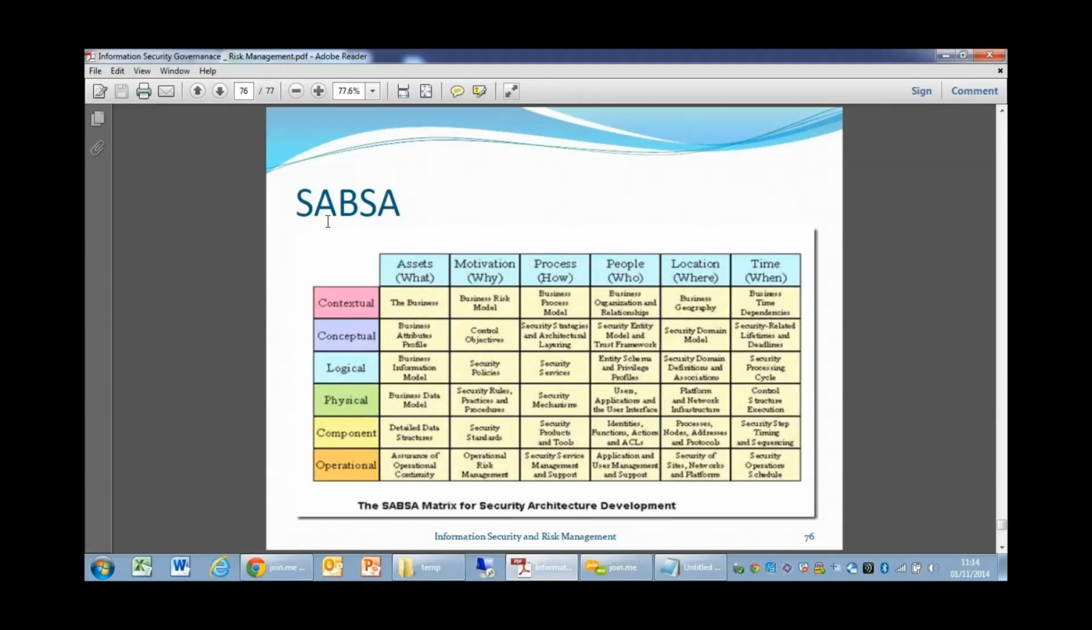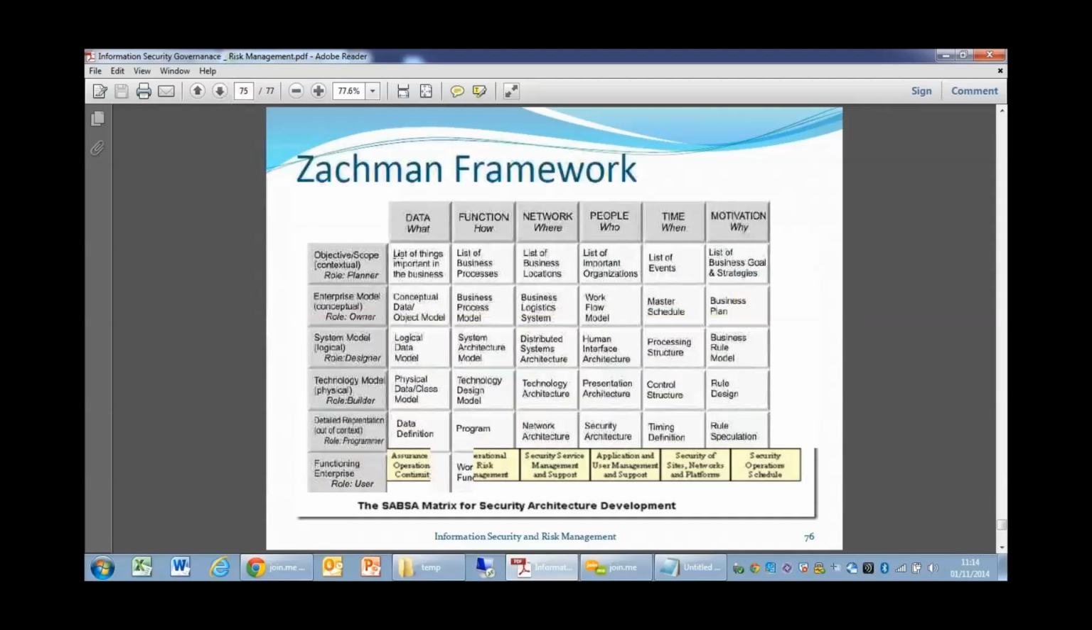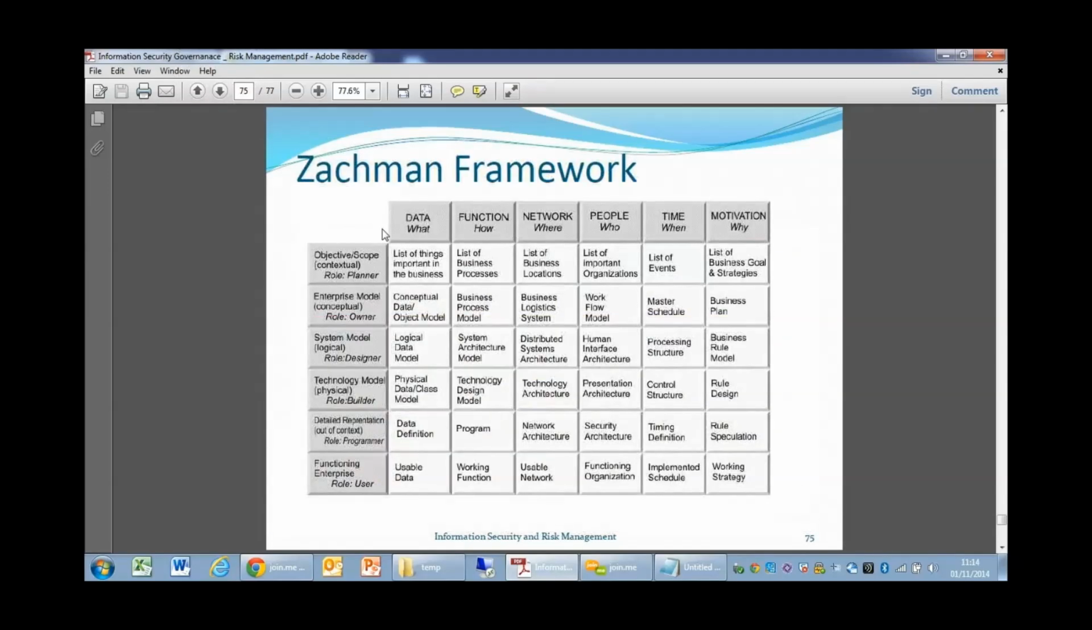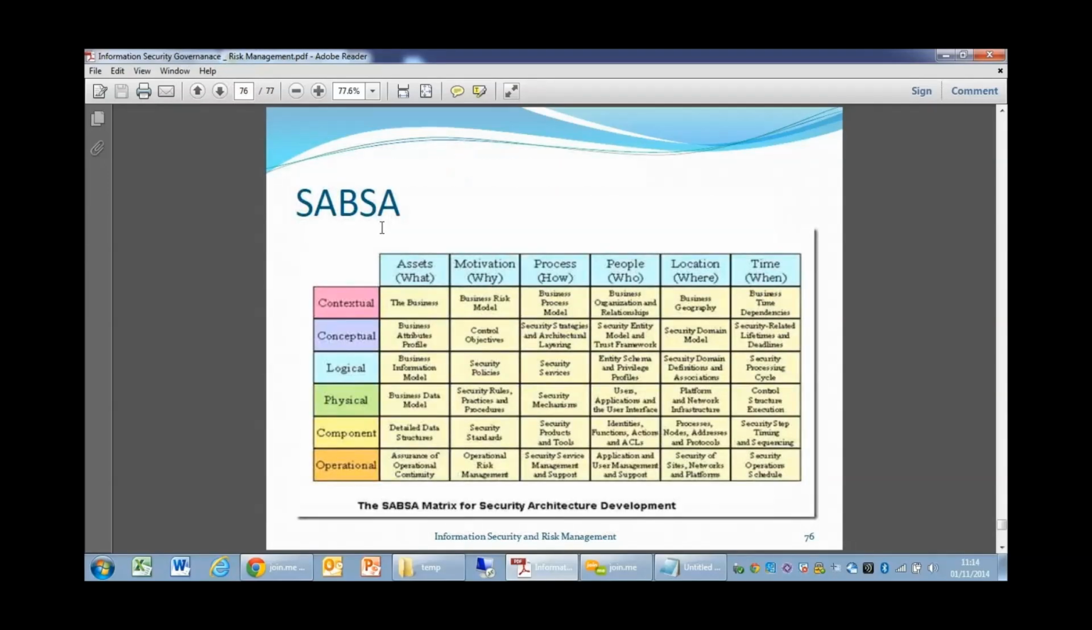SABSA is again a business framework, and it is very similar to the Zachman framework. But firstly, you will not get any questions on Zachman. SABSA definitely you will not get. It is a very dry topic, and there will be no questions asked in the CISSP exam on the SABSA framework. So there's nothing to worry about here.